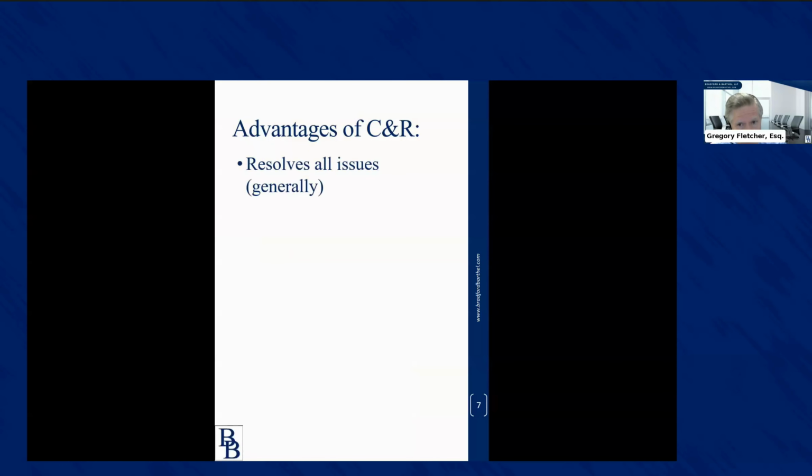Because it resolves all issues generally. There is a compromise and release with open medical care, and you can certainly defer one issue or another, but your goal is to get this claim off your books and have no more relationship with this injured worker. And so compromise and release is the best way to do that. It also resolves the right to reopen.